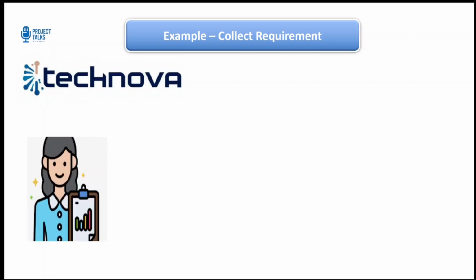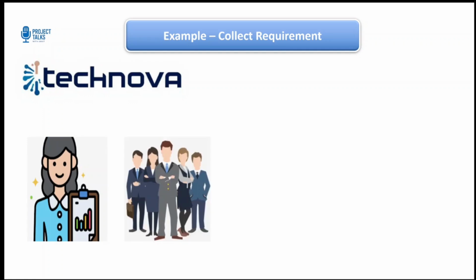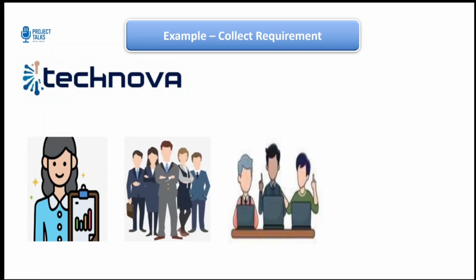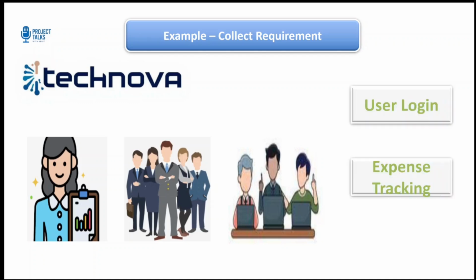Now, in our TechNova project, the business analyst runs a workshop with the marketing and the IT teams. They identify features like user login via mobile number or email, expense tracking by category, and budget notification. See, each requirement is documented and added to the RTM, ensuring traceability from idea, development, testing, and then delivery.